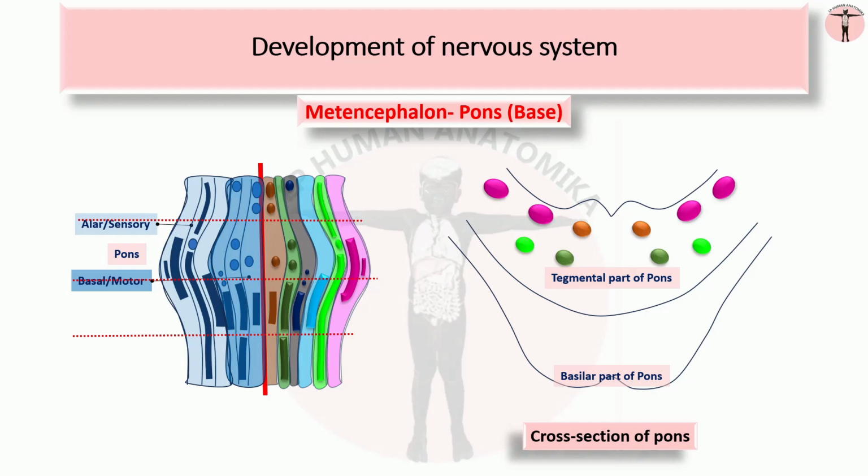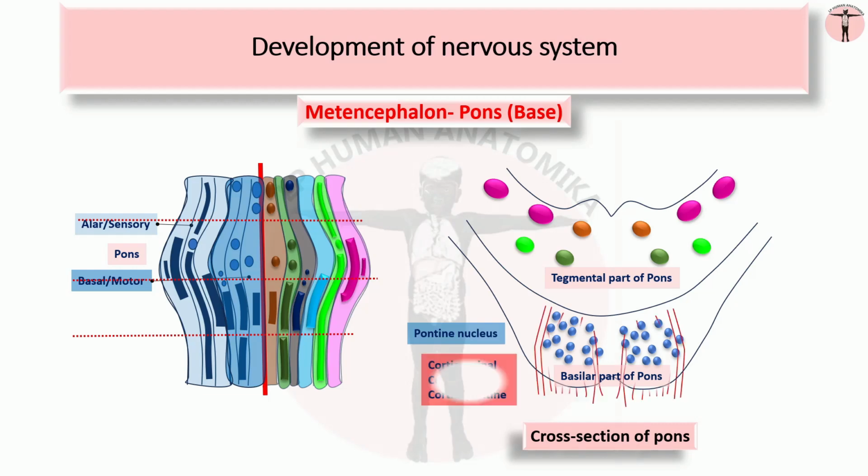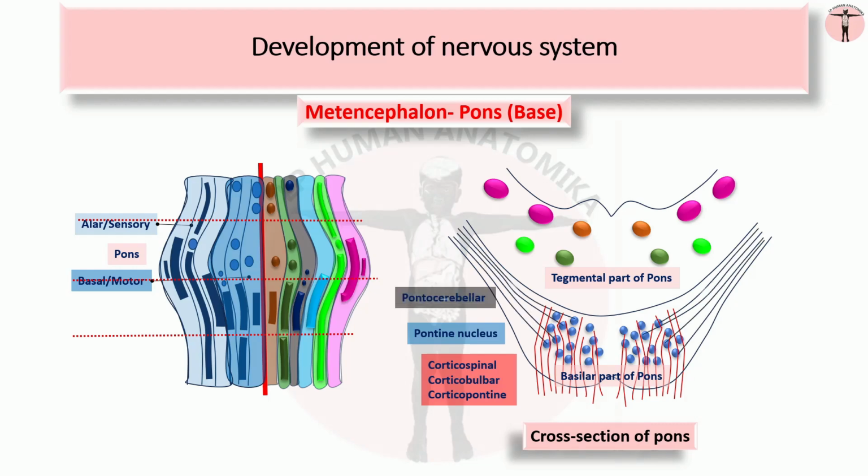tegmental part. The basal or ventral part of the pons contains the following structures: pontine nuclei, which consist of cerebellar relay nuclei and are derived from the alar plate by migrating to a ventral position; corticospinal, corticobulbar and corticopontine fibers, whose cell bodies are located in the cerebral cortex; and pontocerebellar fibers.